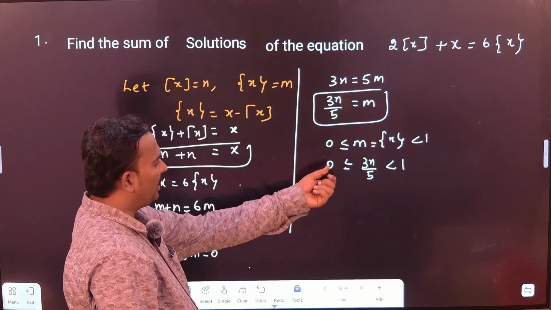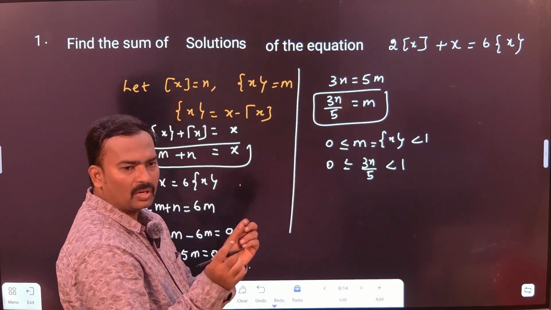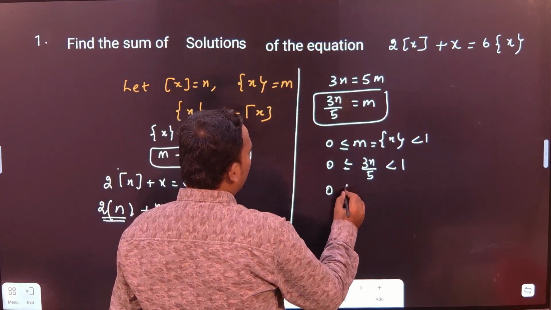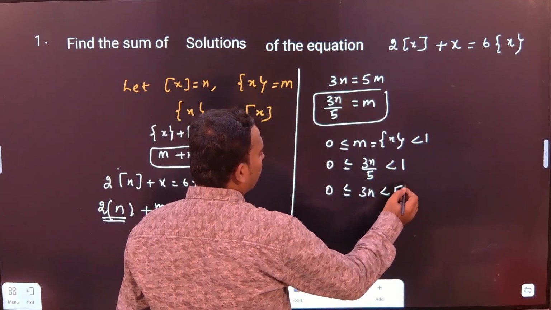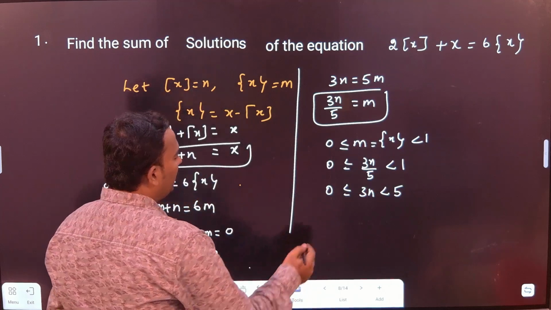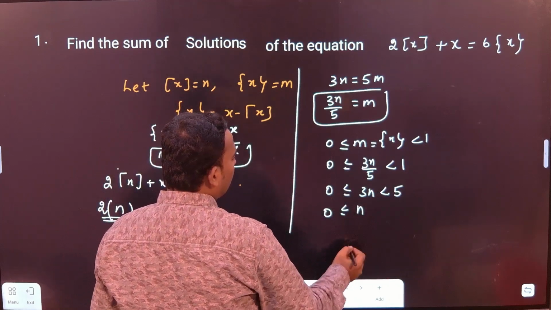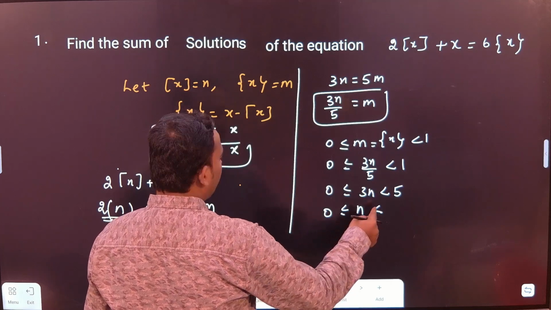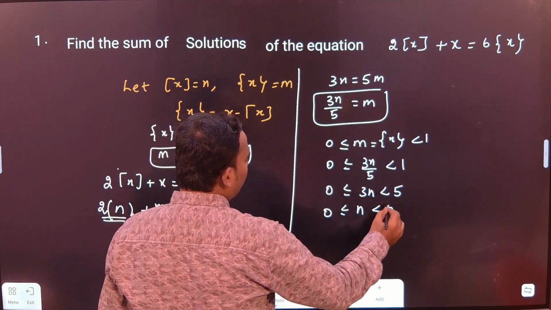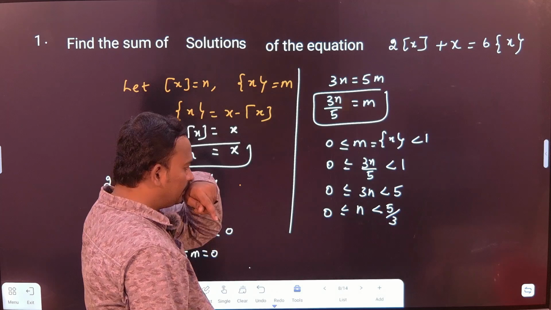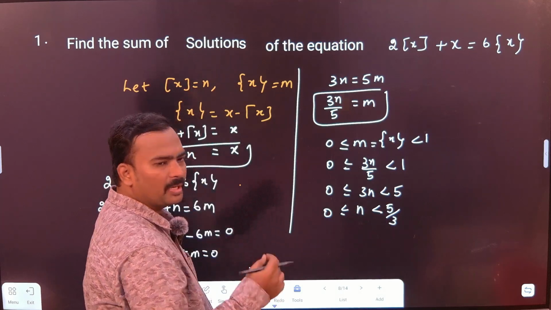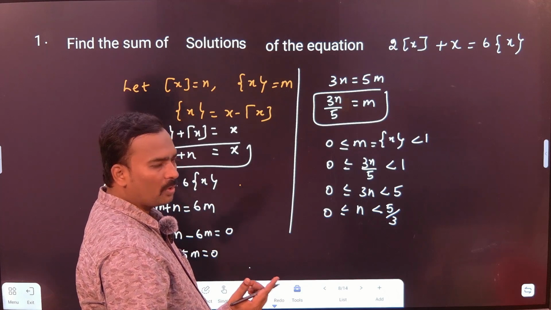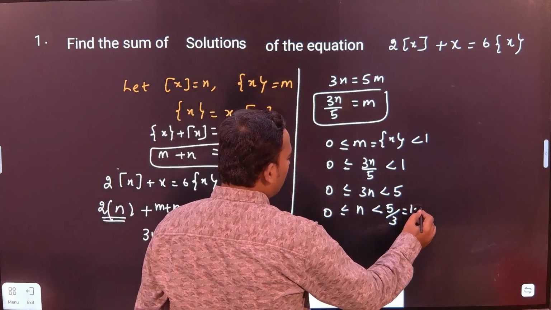Understand? Okay, now we need to find n. What are the possible integer values? Multiply by 5 on both sides: 0 less than 3n less than 5. Now you can divide by 3: 0 less than n less than, divided by 3 means what? So 5 by 3 you will get. 5 by 3 is what? So 1 point something, right?